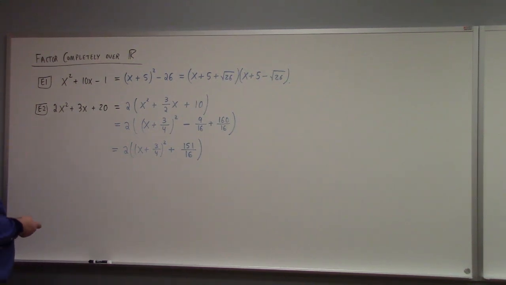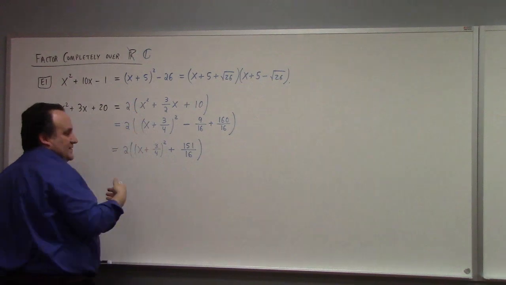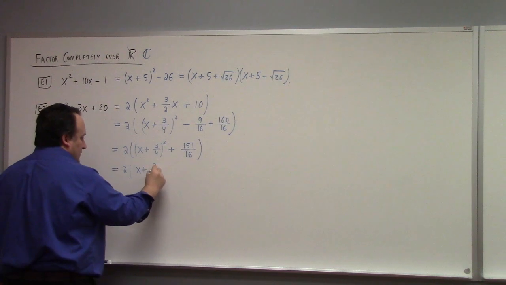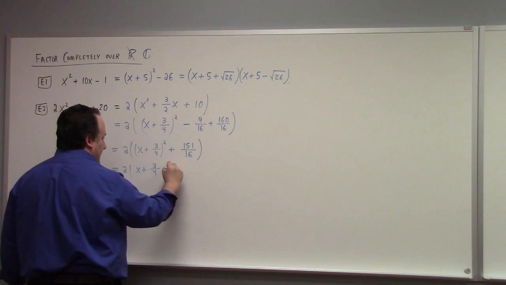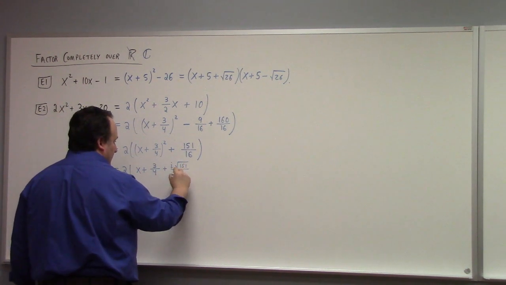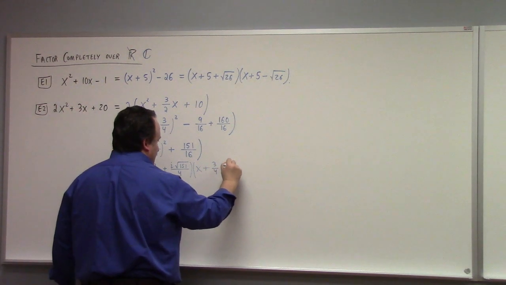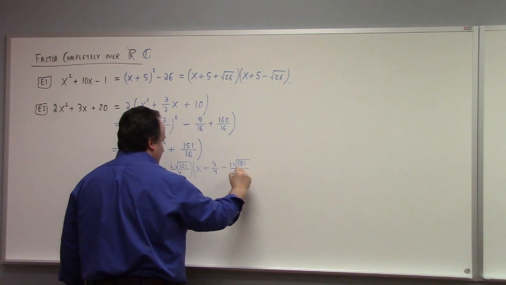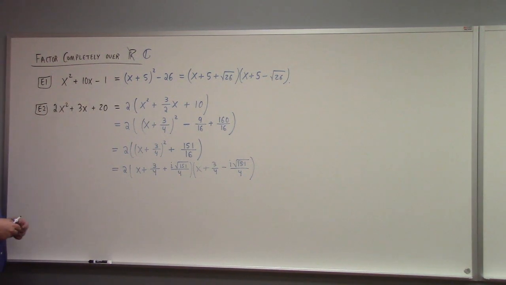Now, of course, if instead of factoring over the reals, I cross that out and put complex numbers here instead, then all of a sudden we can make progress, right? We can go, well, that's 2 times x plus 3/4 plus i square root of 151 over 4, times x plus 3/4 minus i times the square root of 151 over 4, right? So of course it factors over the complexes, as does everything, right?